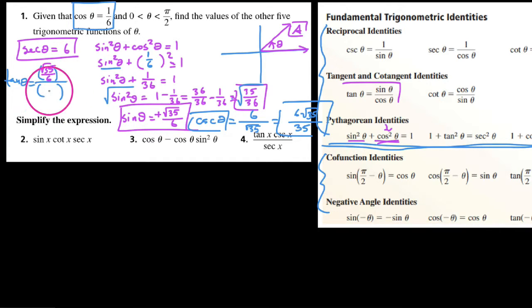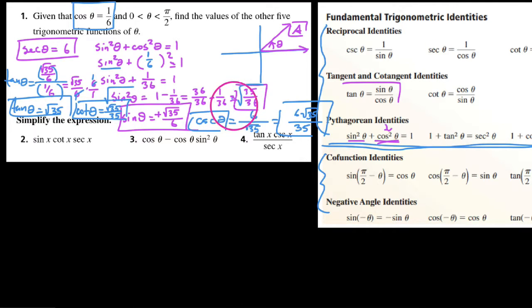Our cosine value was given as 1 over 6. So multiplying by the reciprocal, we get root 35 over 6 times 6 over 1. What we end up with is just root 35. So the tangent of our angle is root 35. And because the cotangent is its reciprocal, the cotangent is 1 over root 35, or root 35 over 35 once it is rationalized.